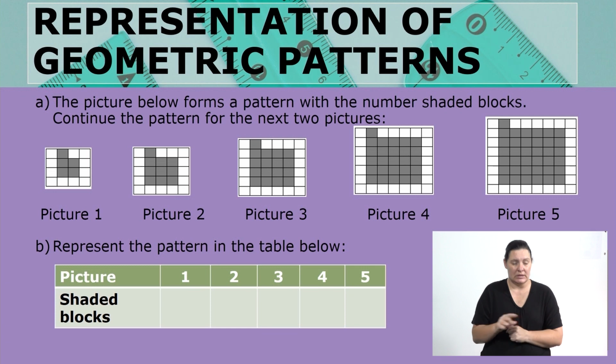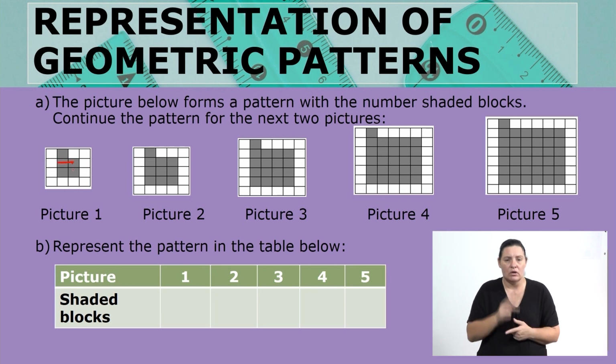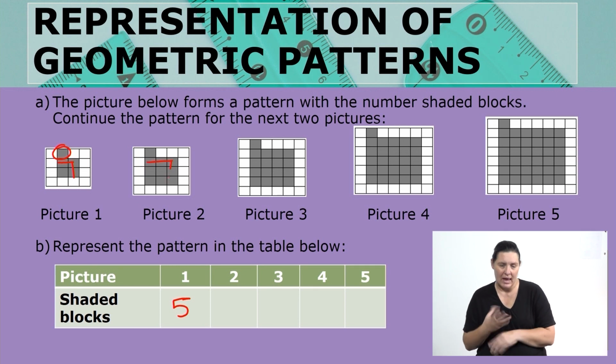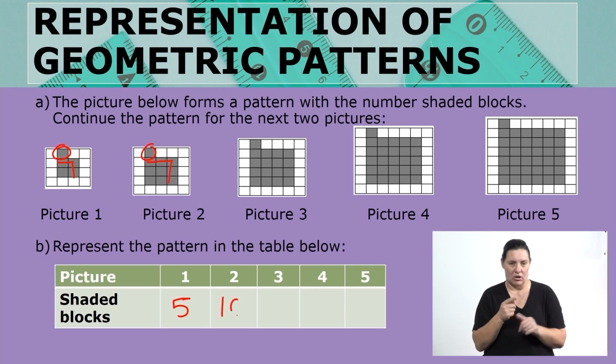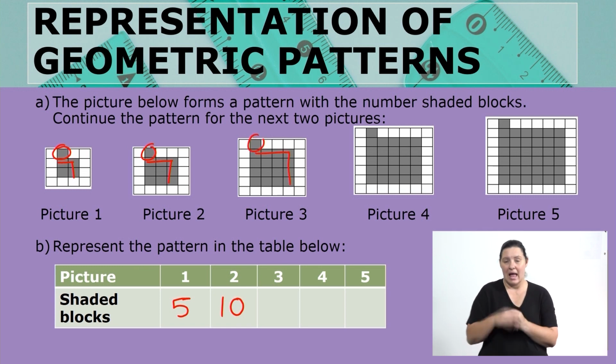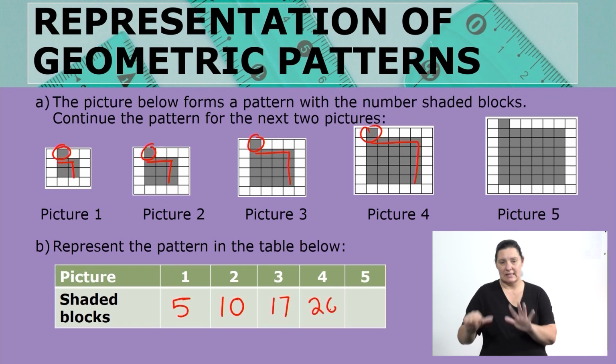So what we're going to do now is to represent these pictures in a table. So as we can see, the first picture there has 5 blocks, and remember how we figured out the 5 blocks? It was 2 multiplied by 2, and we add the 1 there, and that is 5 blocks. Then we have 3 multiplied by 3 plus 1, and that is 10 shaded blocks. That is 4 multiplied by 4. We add 1, that is going to be 17 shaded blocks. 5 multiplied by 5, and plus the 1, that is going to be 26 shaded blocks.